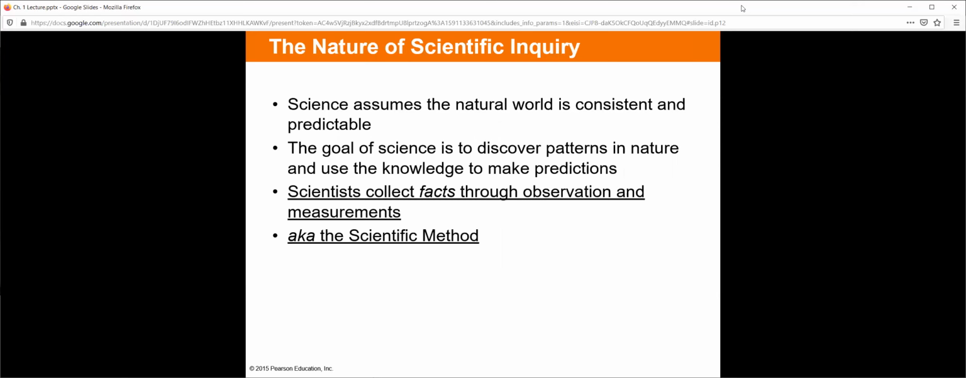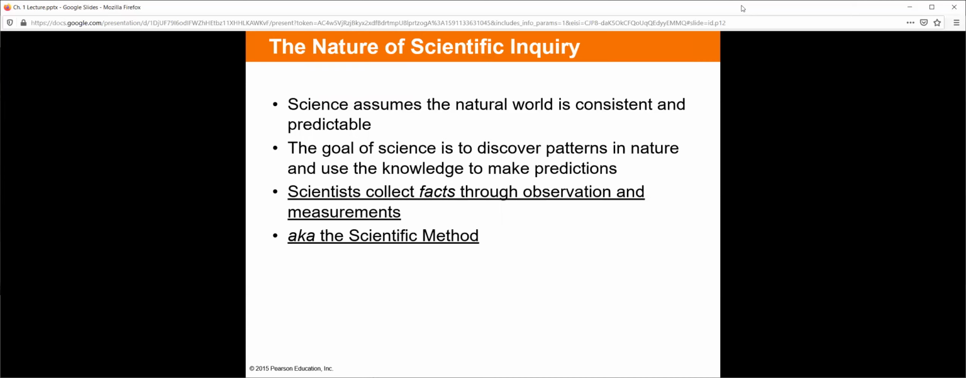The goal of science is to discover patterns in nature and use that knowledge to make predictions. Again, if everything in your car is working, I predict when I turn over the key, my car should start. The car starts, cool. Science, success. Scientists collect facts through observation and measurements, otherwise known as scientific method.